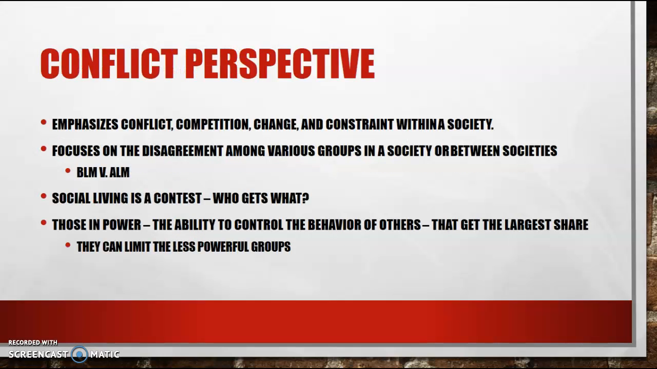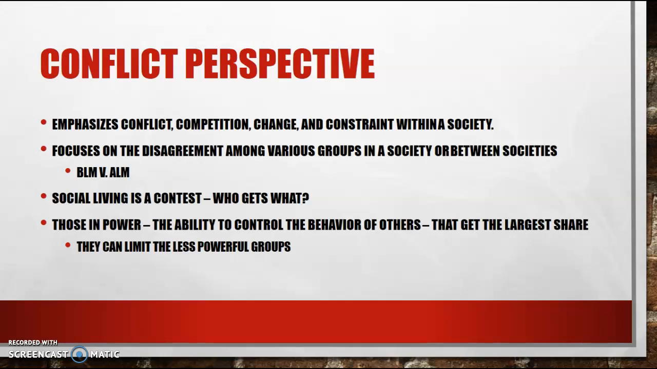This brings us to our conflict perspective, talking about conflicting with one another. It emphasizes conflict, competition, change, and constraint within a society. Basically what they're saying is that at all times there is disagreement among various groups and even between societies in general, where there will be a conflict and they are challenging each other for this idea of power.